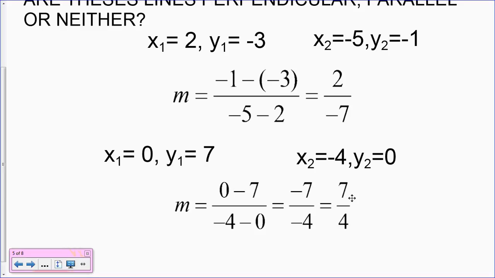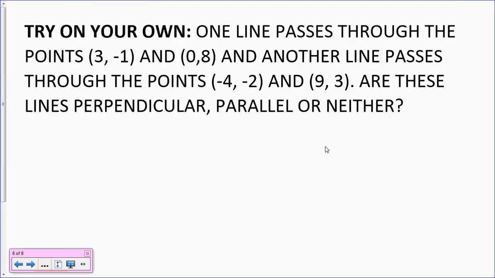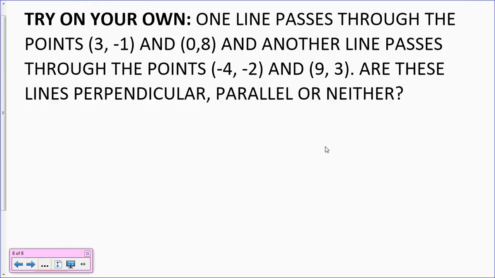Now, the only issue here is the 4. I have 2 and 4. If they were the same number, they'd be reciprocal, perpendicular lines. But because they're different, they're not flipped and with opposite signs. It's just neither. Okay, this one you're going to go ahead and try on your own, and when you come back, I'll have an answer for you.